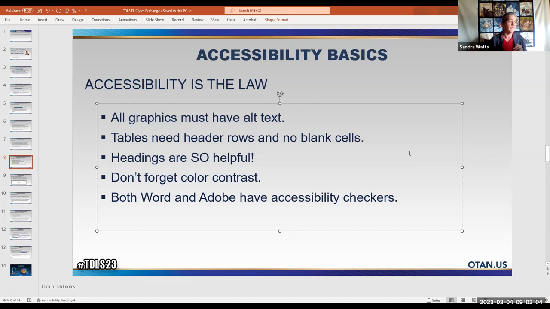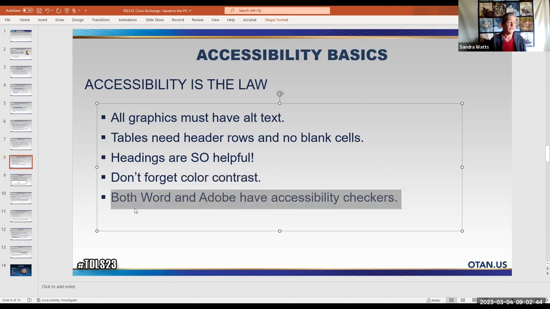So I've gone away from tables a lot. I do use them for vocabulary because I don't have any blank cells. Headings, oh, so helpful. Color contrast is something you want to watch yourself because there are color contrast checkers, but they're not 100%. So just make sure you don't have text that's so light or so similar to the background that it's not going to pass.